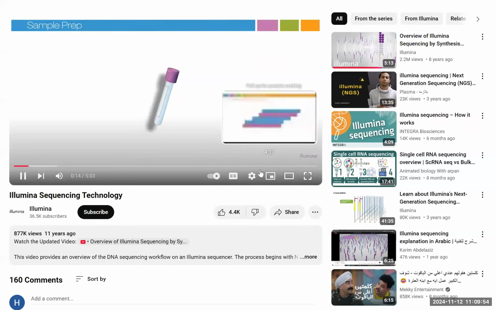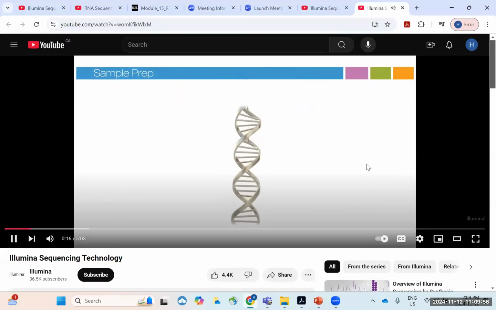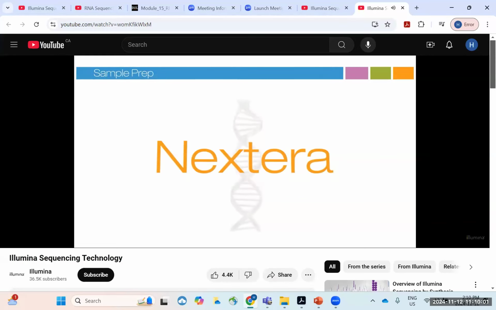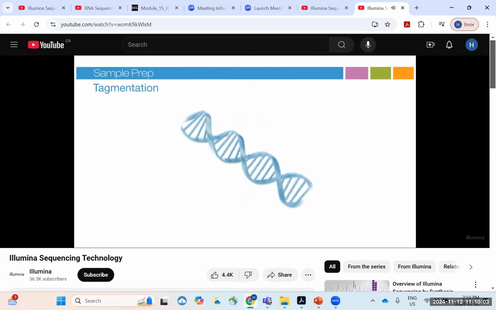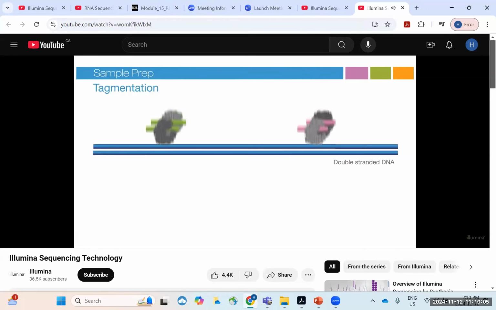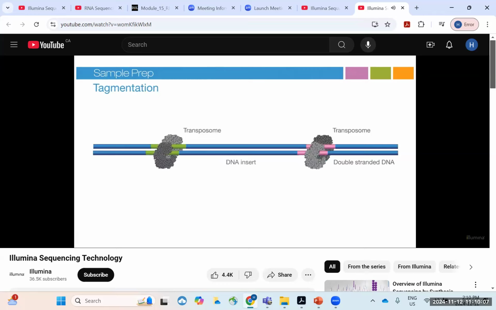Sample preparation begins with extracted and purified DNA. The first step in Nextera sample preparation is tagmentation. During tagmentation, transposons simultaneously fragment and tag the input DNA with adapters.